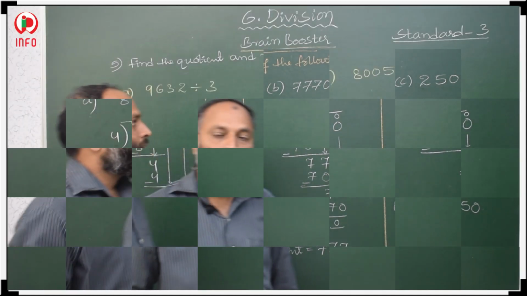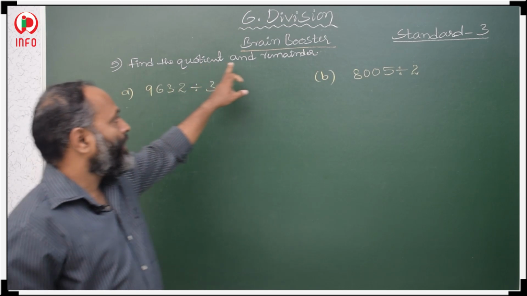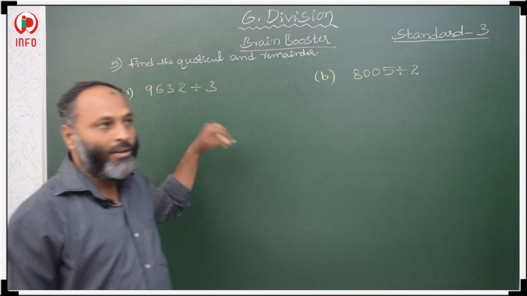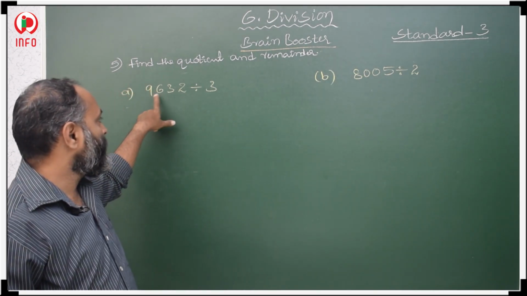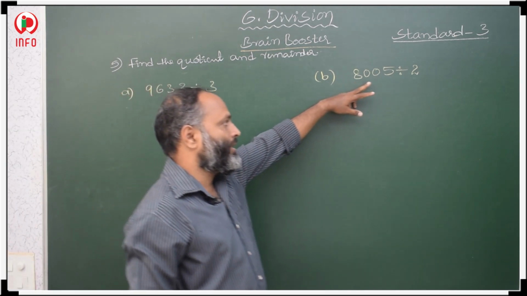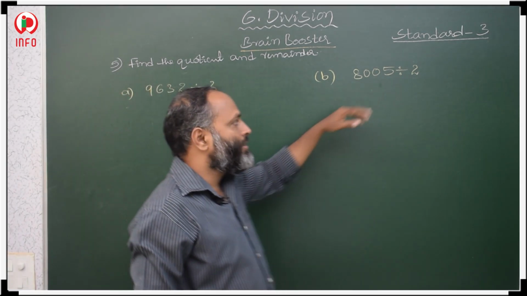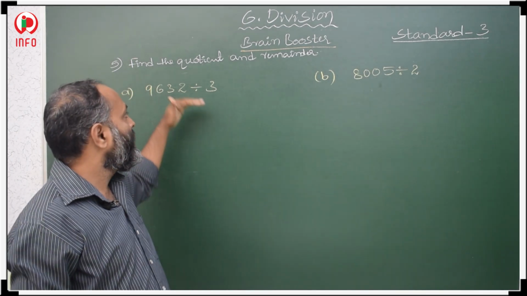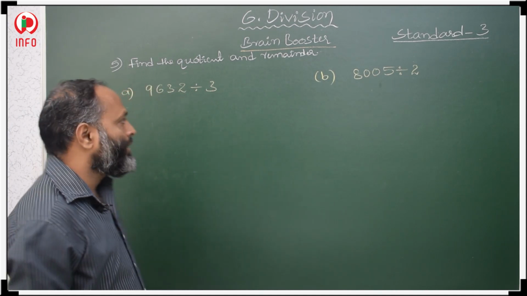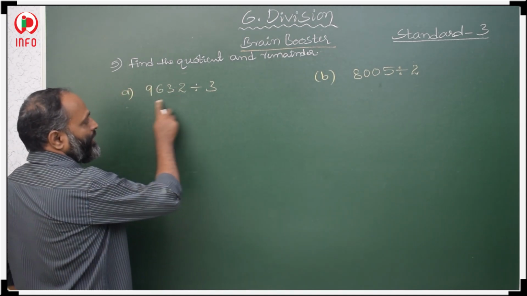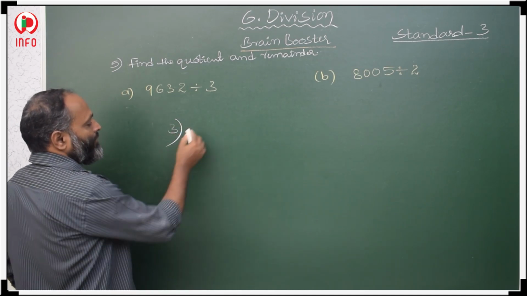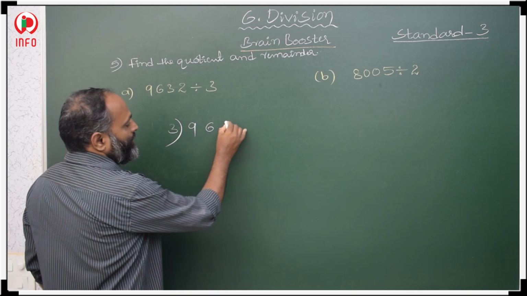Next question, find the quotient and remainder. So, in this division we have to find the quotient as well as remainder. The first question, 9632 we have to divide with 3, and the second question 8005 we have to divide with 2. So, after dividing we have to write the quotient as well as our remainder. See here, this is the divisor and this is the dividend. It means 3 divides 9632.